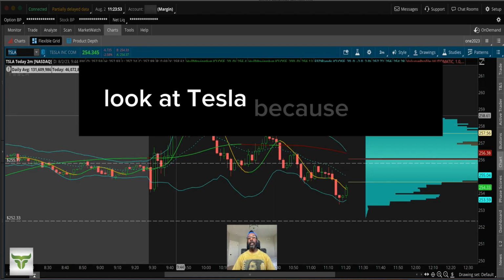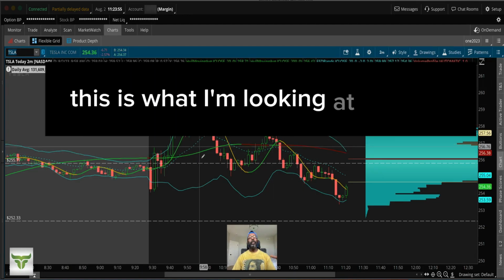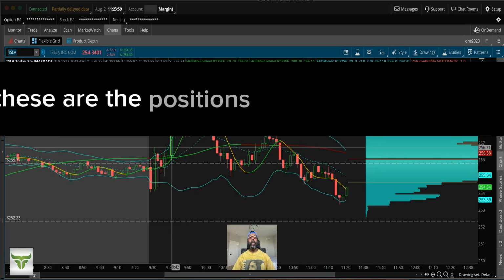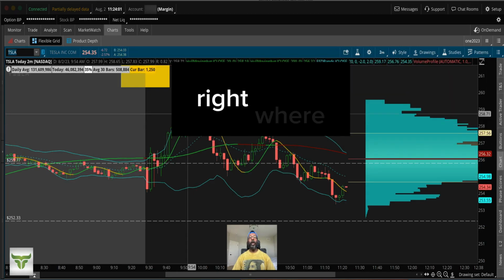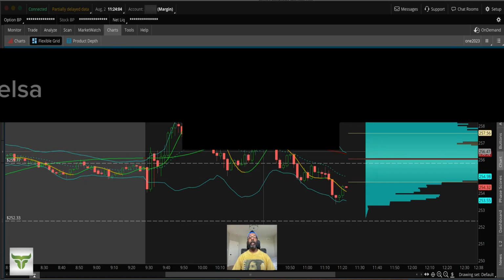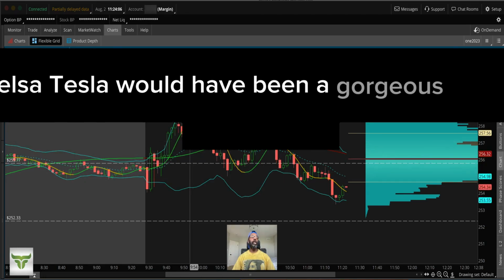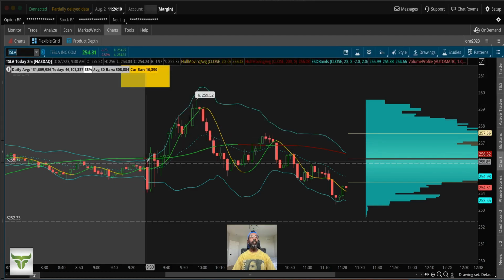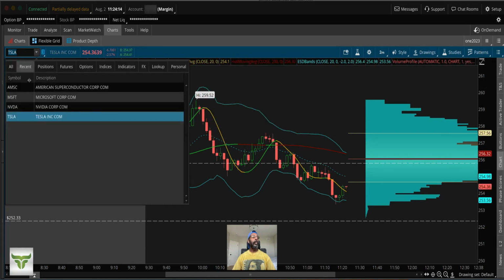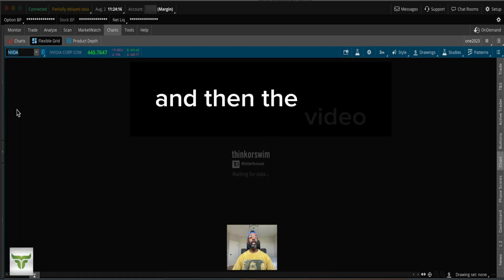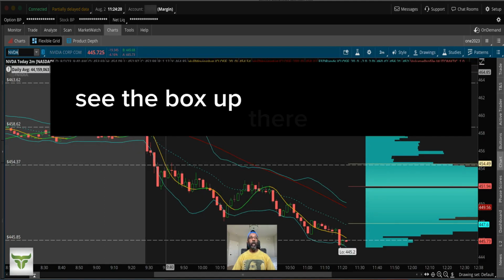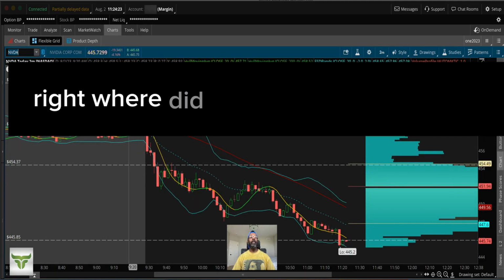Look at Tesla, because this is what I'm looking at. Intraday today, for the last couple of days, these are the positions that I've been looking at. And look at this. Tesla would have been a gorgeous play too, simply gorgeous. And then NVIDIA. See the box up there in NVIDIA? Where did everything open up?